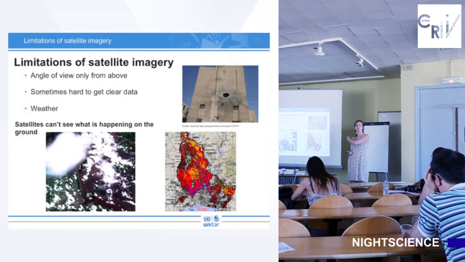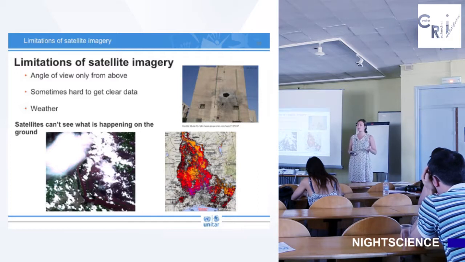Thirdly, there's also the weather. A lot of satellite sensors are just blocked by clouds. These are floods in, I think, Cambodia, where you can't really see anything. There is actually water underneath, but the clouds block it. And finally, we just can't see what's going on the ground. We can't see who's there. We can't see what conditions they're living in.